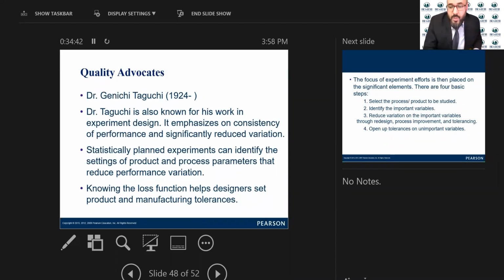And this is what is known as the loss function equation, or the loss function parameter. And the loss function helps designers to set product and manufacturing tolerances. So through this design of experiment, DOE will help to set up tolerances.